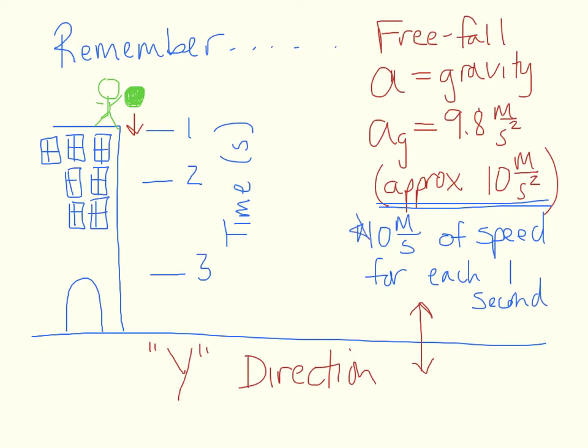So for example, if I drop this ball after 1 second of time goes by, we can figure out how fast it's going. It would be going 10 meters per second. And after 2 seconds of fall, it would be going 20 meters per second. And after 3, it would be going 30 meters per second, and so on. And that works in both directions. If you throw a ball up into the air, it will lose 10 meters per second of speed for every 1 second of time. And if you drop it, it'll gain that same 10.